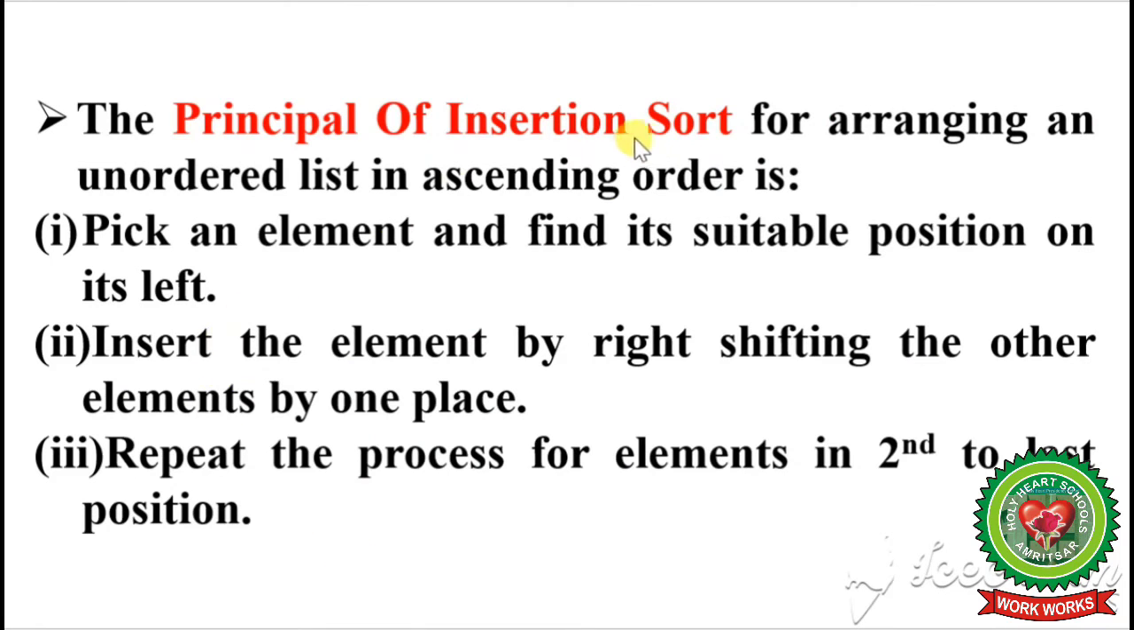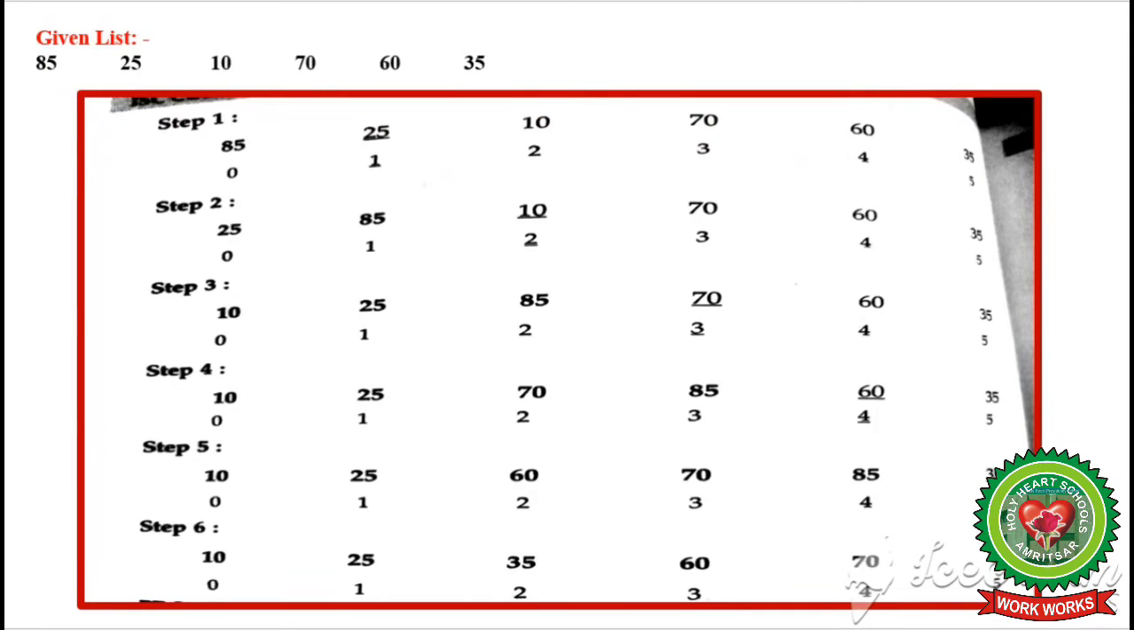The principle of insertion sort for arranging an unordered list in ascending order is: Number 1. Pick an element and find its suitable position on its left. Number 2. Insert the element by right shifting the other elements by one place. Number 3. Repeat the process for elements from the second to the last position. Let us do it with the help of an example.